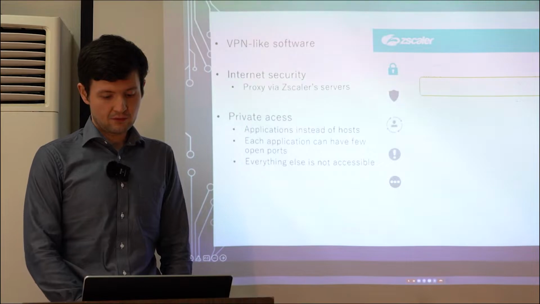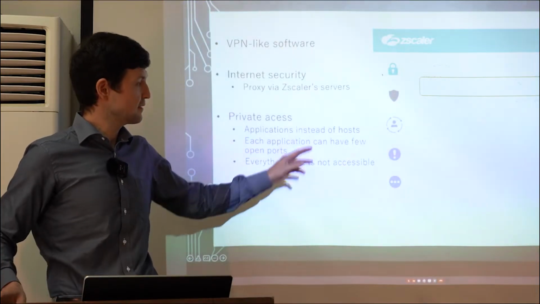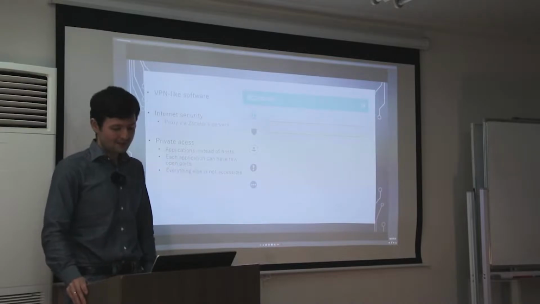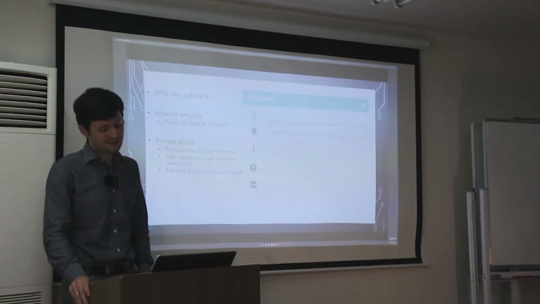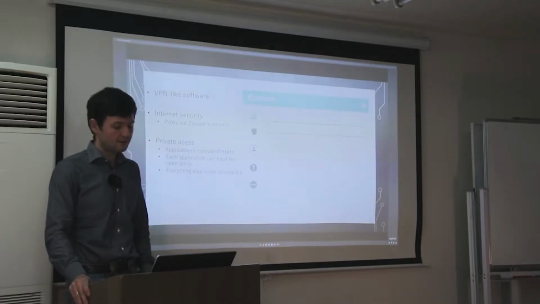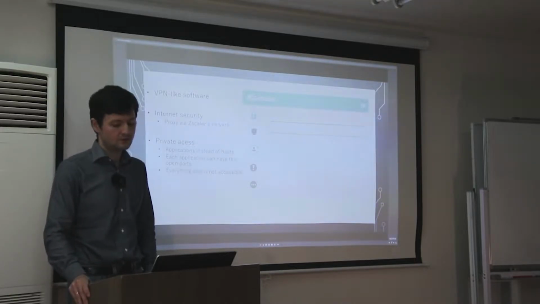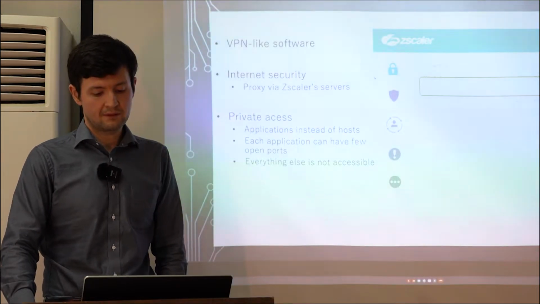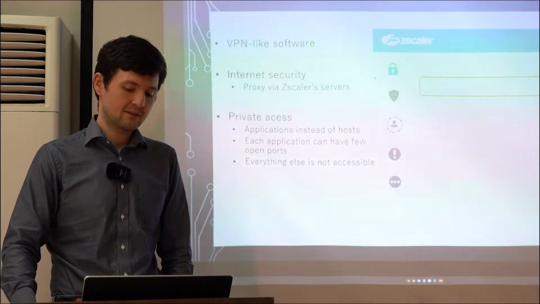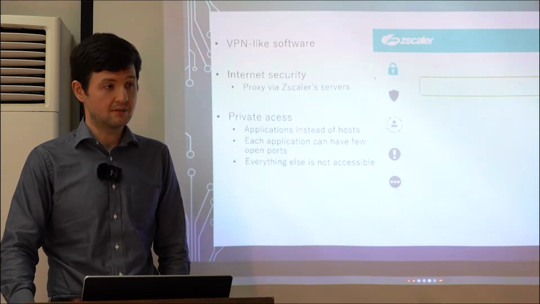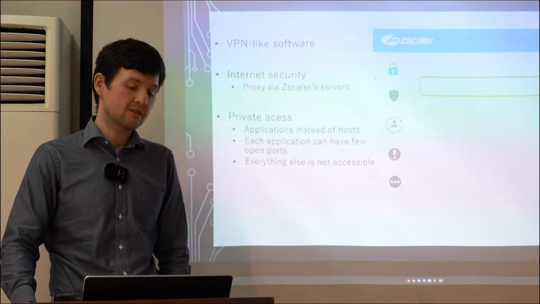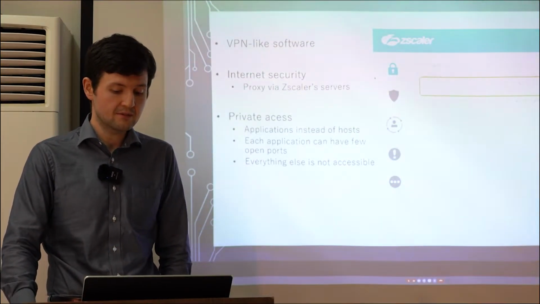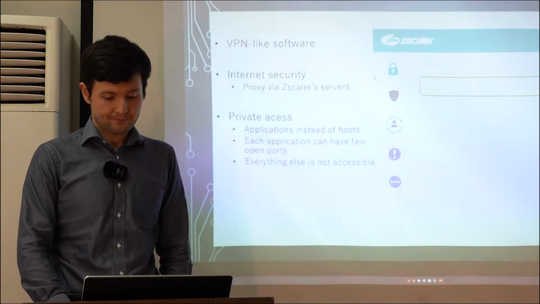So they have two things, private access and internet access. Yeah, private access is the access that you have to your company's internal network. And internet security is like a gateway that gives you a way to put all your traffic through their servers to be transparent, so they can decrypt the SSL connection and scan it for viruses and things like that.